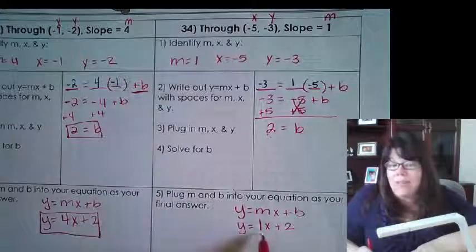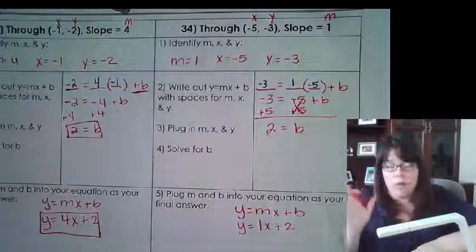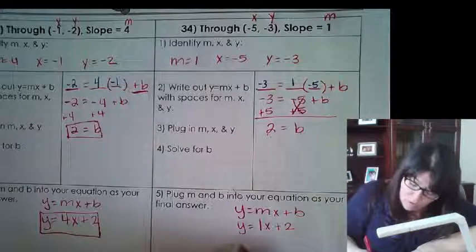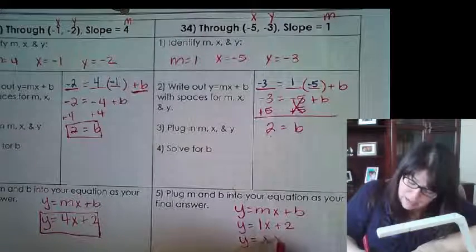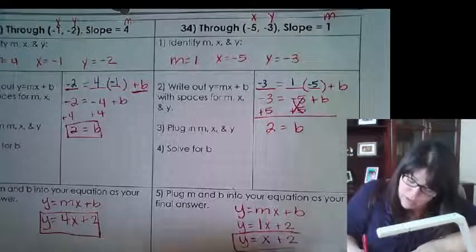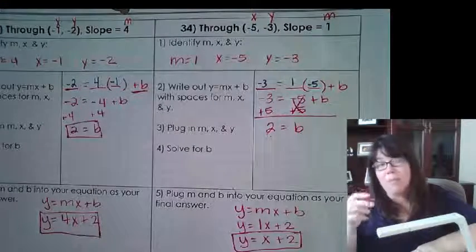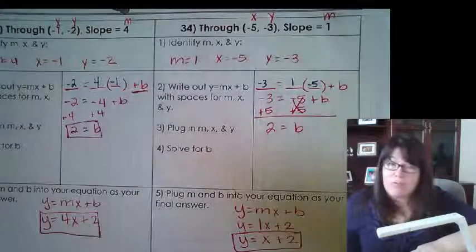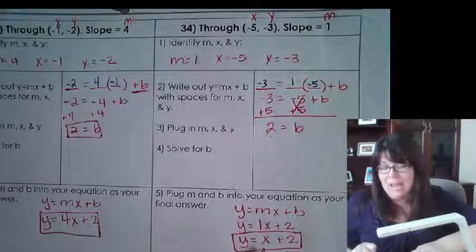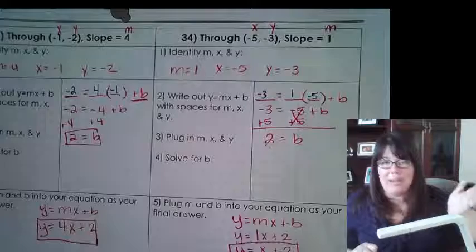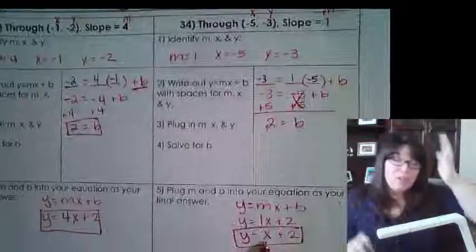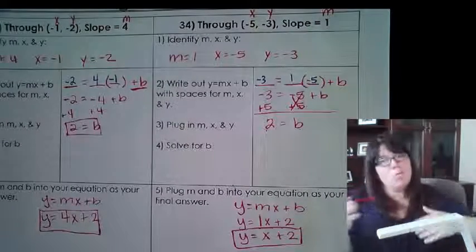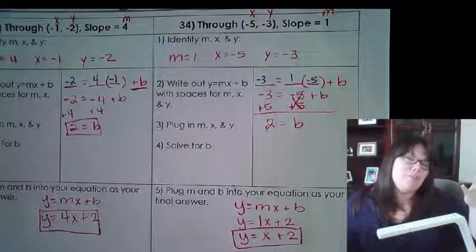And you don't have to have this 1 here. If it helps you out, you're welcome to leave it there. But you could also write this as y equals just x plus 2. Anytime you see a problem where the slope is 1, they're not going to write it. So I want you to be used to seeing an x all by itself, and I don't want you to panic and think, there's no m. There is. It's just a 1. So you can look at it either way.